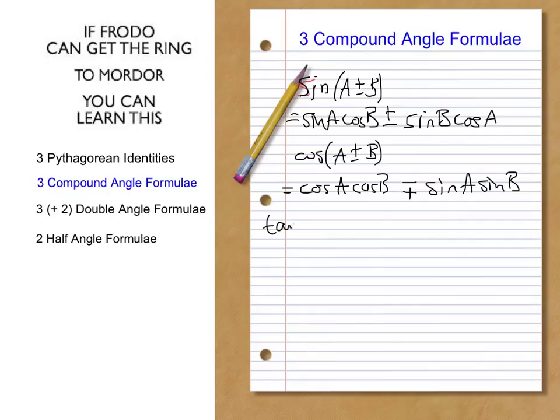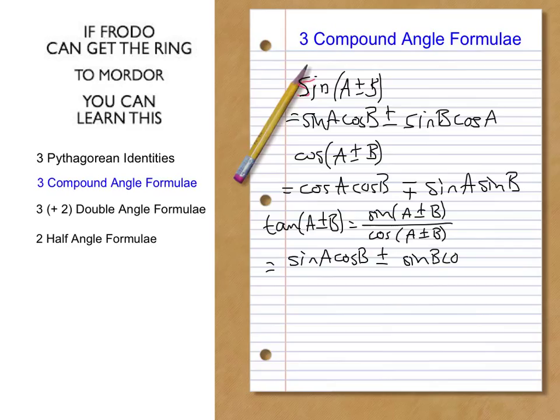Okay, tan. Tan (a plus minus b) is sine (a plus minus b) over cos (a plus minus b), obviously. So we can use the formulas we already know from above. So sine is sine a cos b plus minus sine b cos a, and on the bottom cos is cos cos, cos a cos b, changing those signs upside down, minus plus sine a sine b.